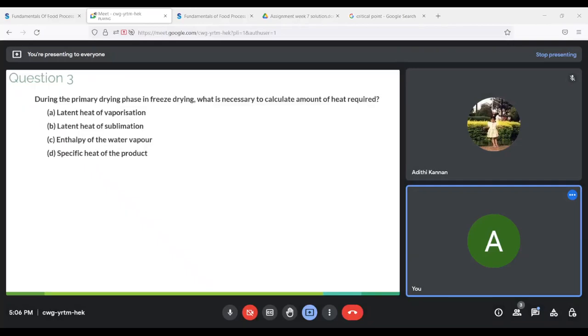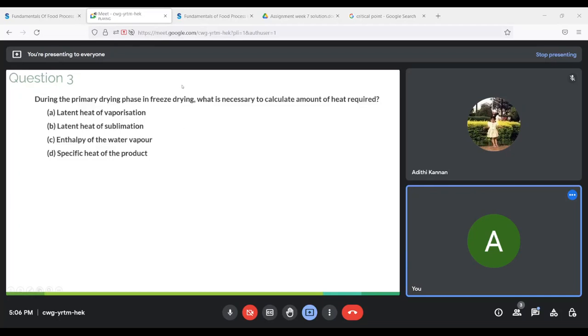Moving on to the next question. During the primary drying phase in freeze drying, what is necessary to calculate the amount of heat required? A. Latent heat of vaporization, B. Latent heat of sublimation, C. Enthalpy of water vapor, and D. Specific heat of the product. So, what is the difference between freeze drying and freezing in this case?